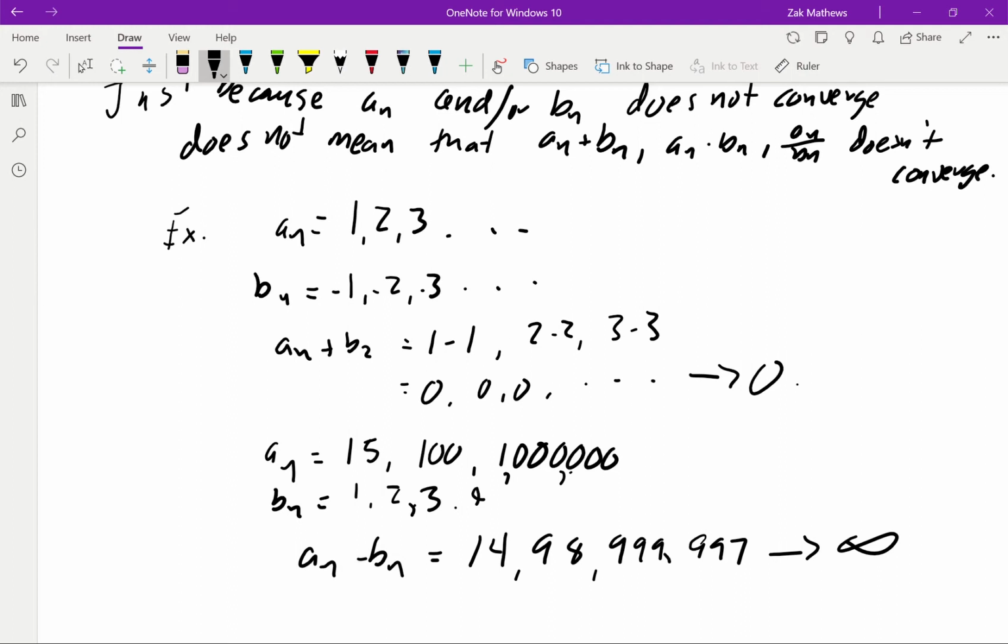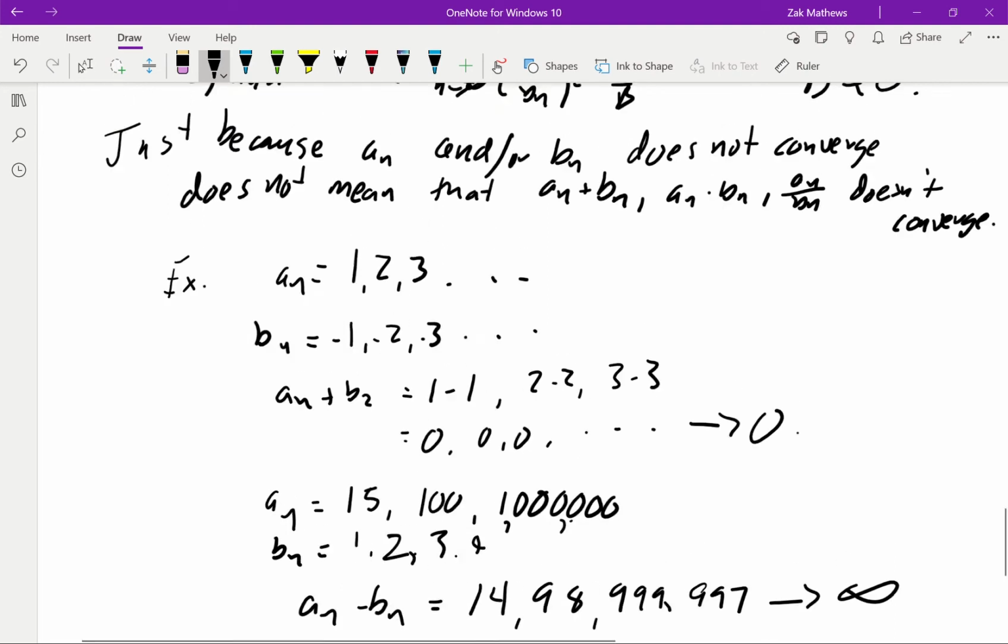So those were both divergent series. I meant to make them negative, but same story. It doesn't matter if they're positive or negative. One's diverging to infinity, one's diverging to negative infinity. Still can be a convergent or divergent series. We don't have a guarantee there. What I'm saying is we can't assume just because a_n or b_n does not converge that their sums, their differences, or their quotients do not.